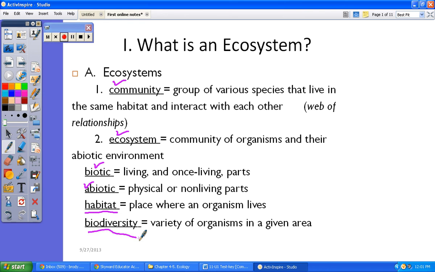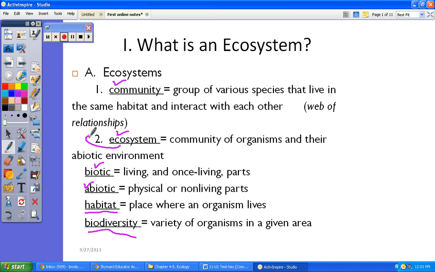Communities are groups of species that live in the same habitat. They interact with each other. So a community might involve fish with turtles, with the seaweed, any plants in a water ecosystem. And so all those interact with each other somehow. An ecosystem describes organisms and their abiotic factors.